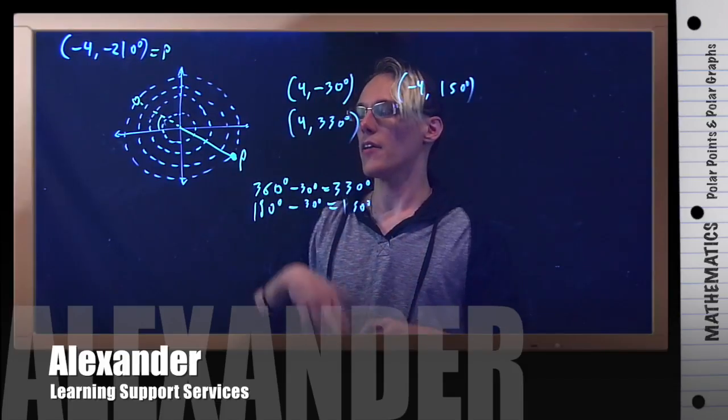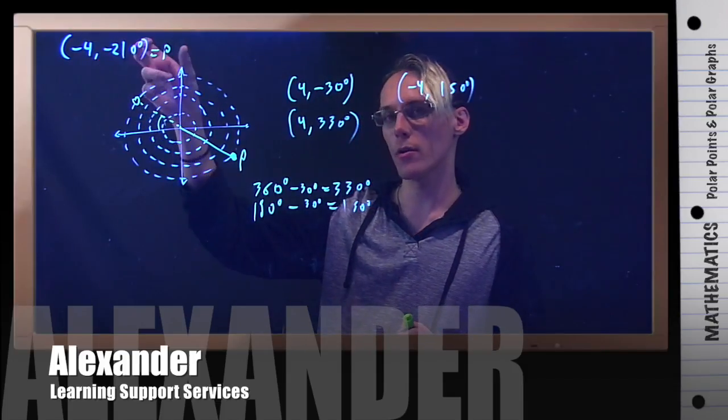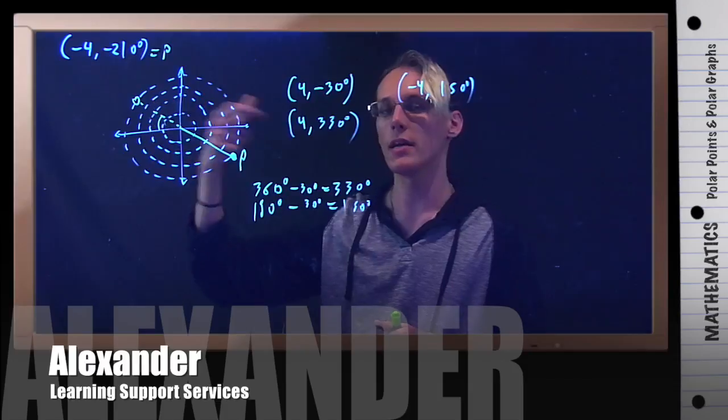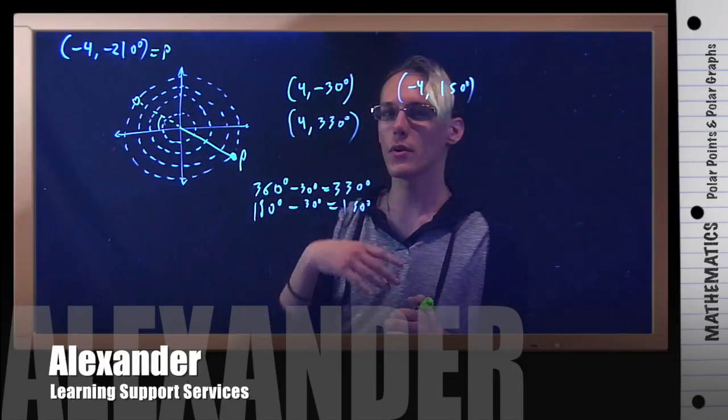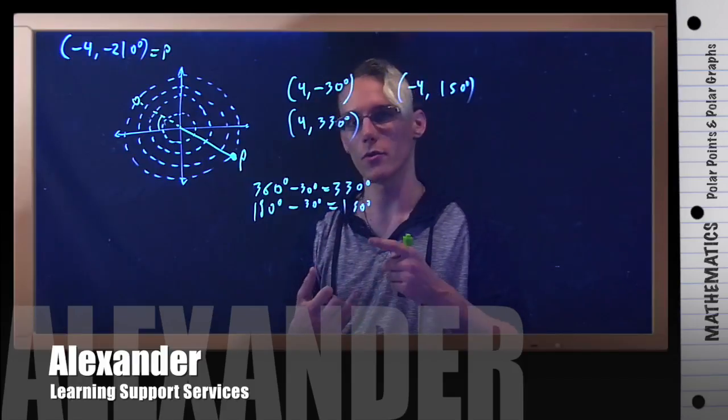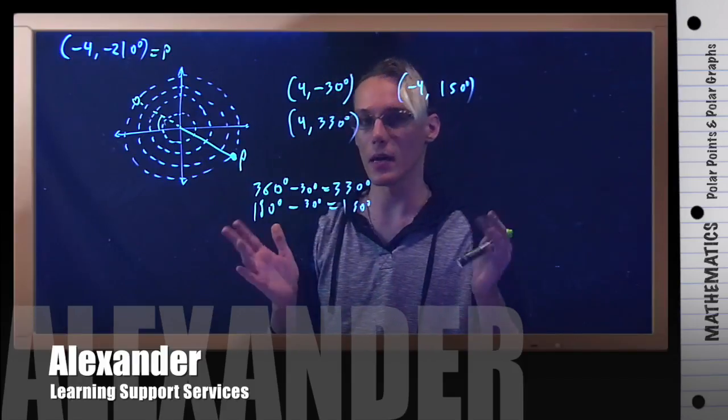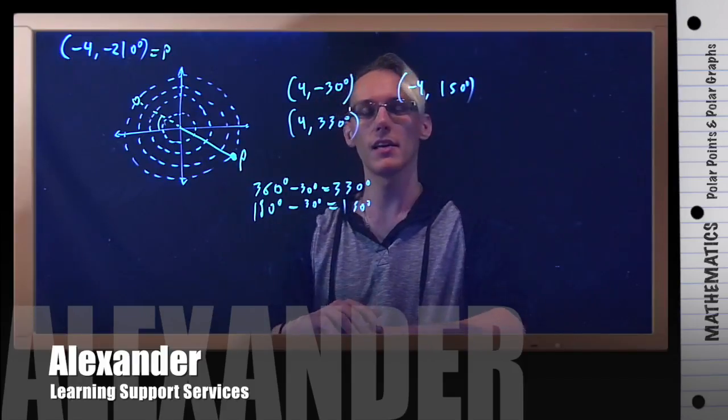So there we go. If you are given this polar point or a polar coordinate, keep in mind there are always multiple ways to represent that, depending on whether you want the r to be positive or negative or the theta to be positive or negative, independent of each other. And that is this example.